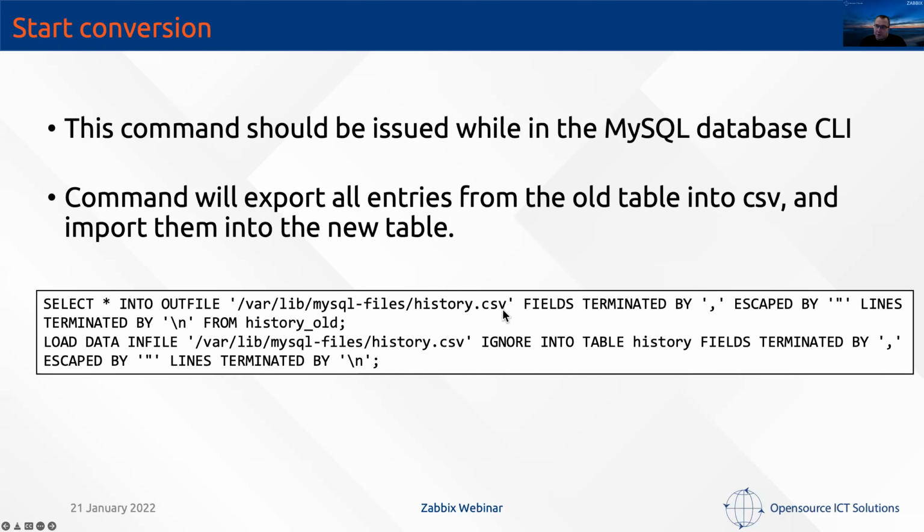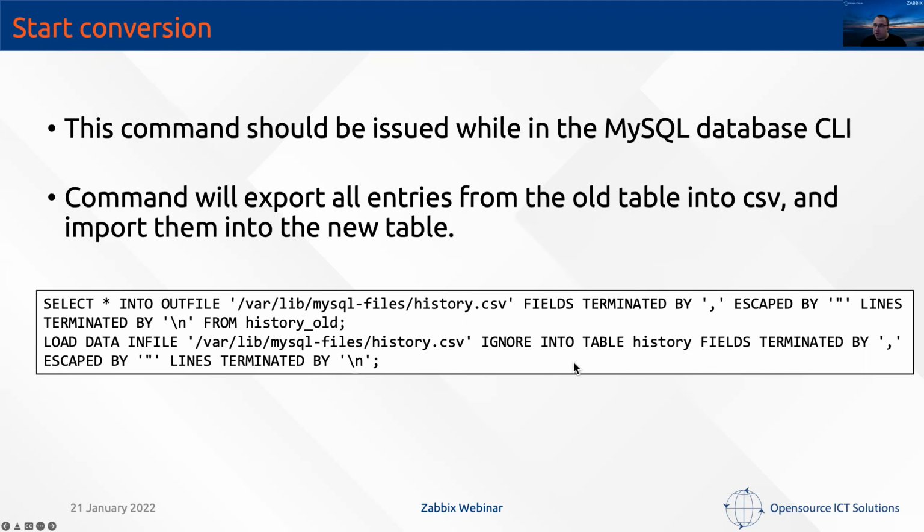Once everything is converted into a CSV file, we start loading it. And we load it from that CSV file into the new history table. And from there, we will have the primary keys because this new history table is created with primary keys.